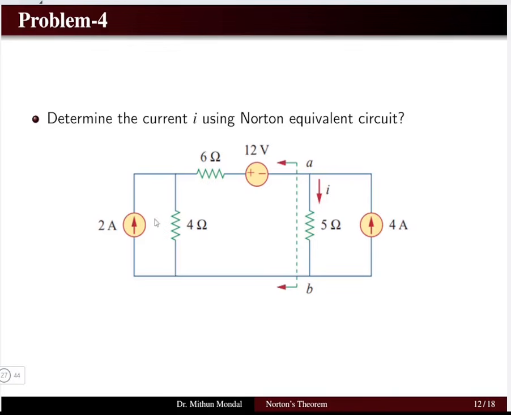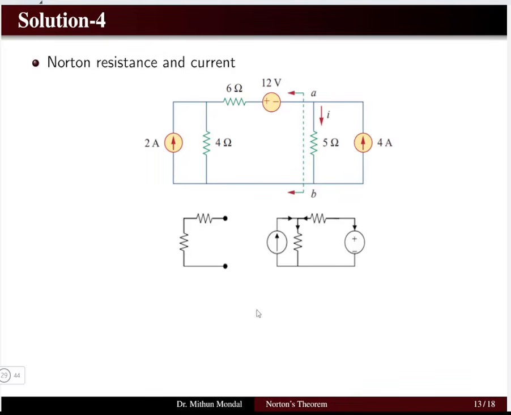Problem 4: determine the current using the Norton equivalent circuit. So you see the current I we have to determine, which is flowing through the 5 ohm resistor. Wherever you need to determine the variable, that will be your load terminal RL. So you will have A and B as the load terminal that you need to remove from the circuit and determine the Norton resistance and Norton current. So let us see how to do that.